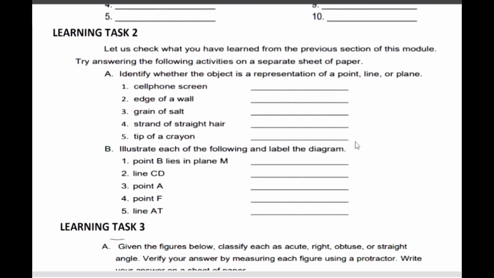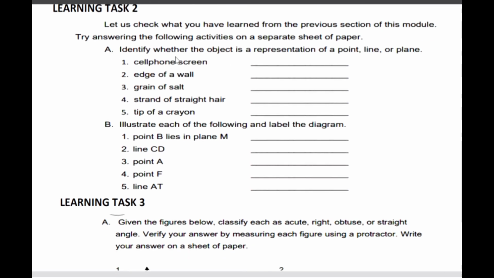The second learning task, we have check what you have learned from the previous section of this module. Try answering the following activities on a separate sheet of paper. So letter A, identify whether the object is a representation of a point, line, or plane. In number 1, we have cell phone screen. So ano ba siya? Siya ba ay point, line, or plane?